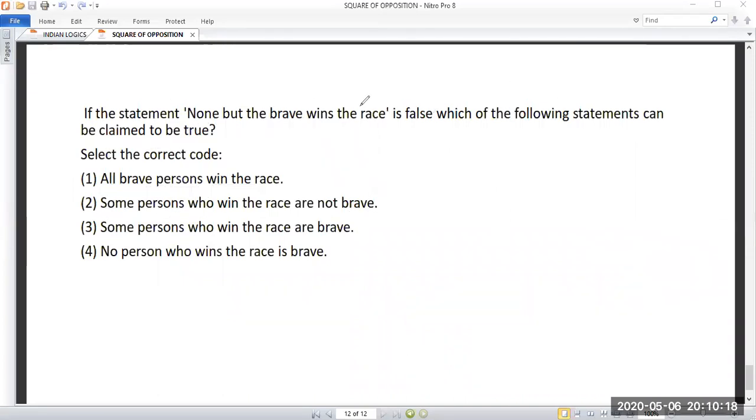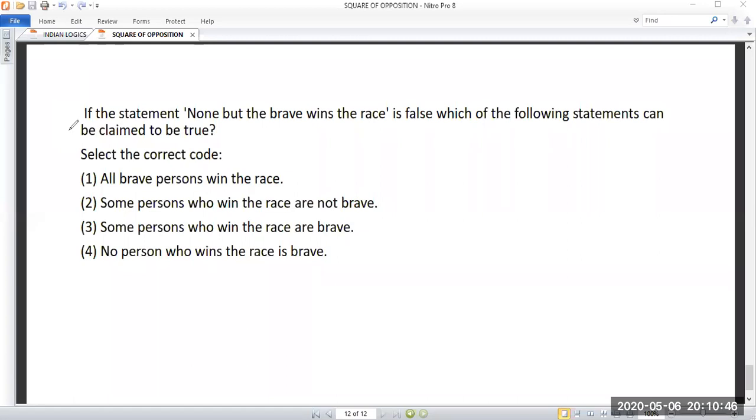So we have done with the square of opposition. Is everyone okay with this? We'll continue. Do you have any doubt regarding this question? If you have any doubt, you just contact me personally. I will clear all your doubts.